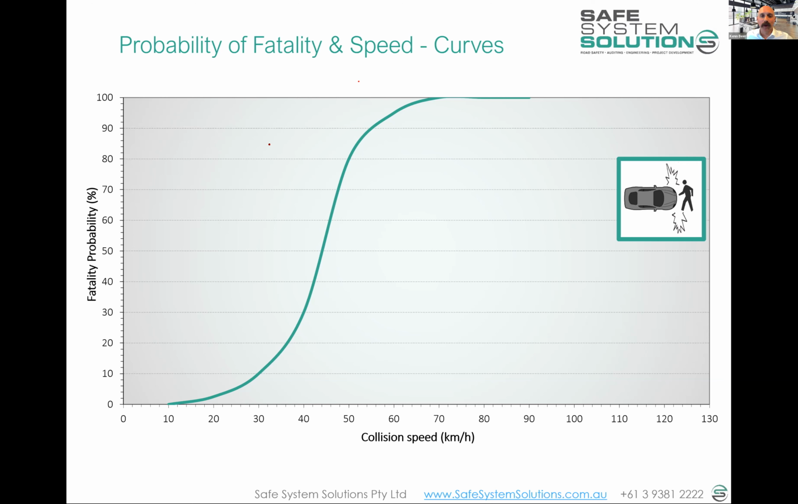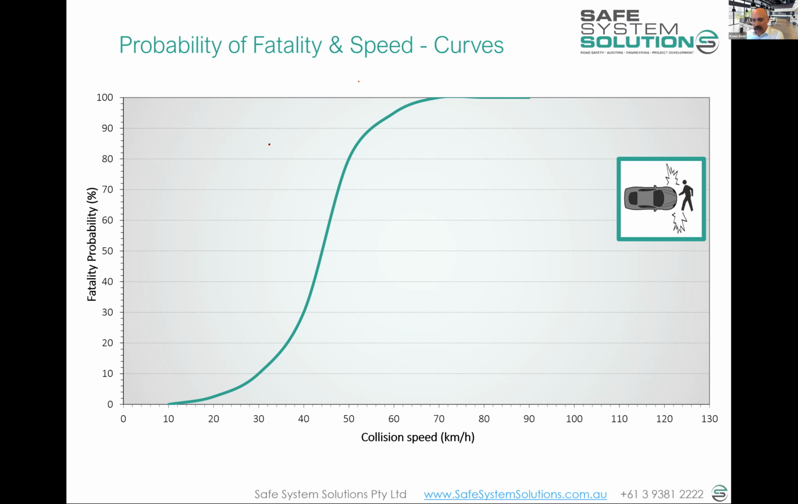Pick any of us mere mortals up and fling us at that car at 44 kilometres per hour. We're less likely to survive. Certainly pick up grandparents or somebody quite old and fling them at the car at 44 kilometres an hour. Very unlikely to survive.